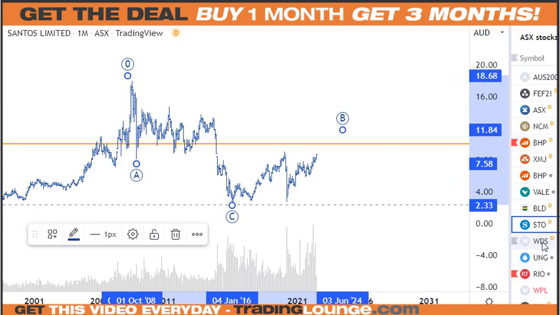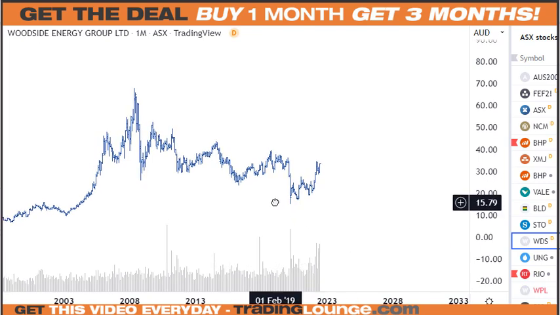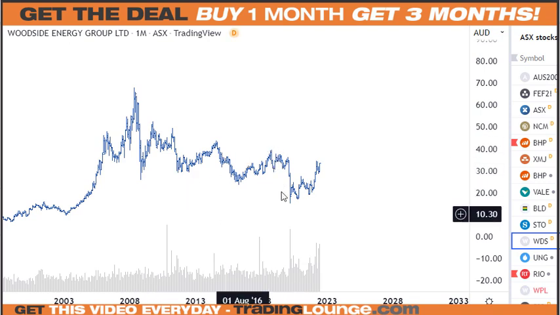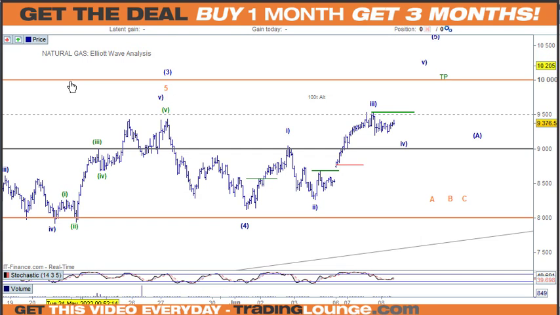And the other one, Woodside, that you may have heard of as well. I mean, this from the top here down to the bottom here is not an impulse wave because it's got overlapping wave structures. So in one way or another, it's corrective, and it looks like it's got good volume in and moving off. So in terms of some of these gas stocks, we're just sort of starting. So where does that leave us when we look at natural gas?